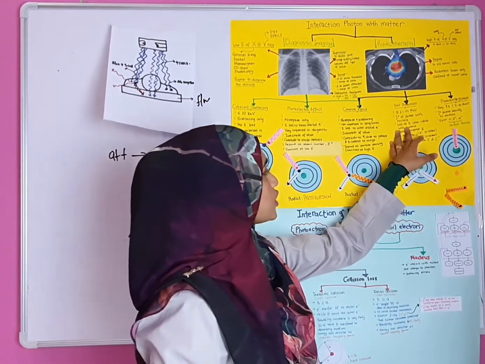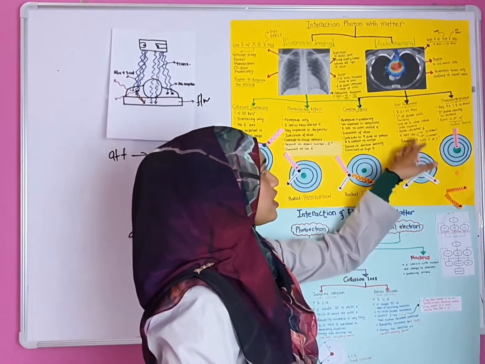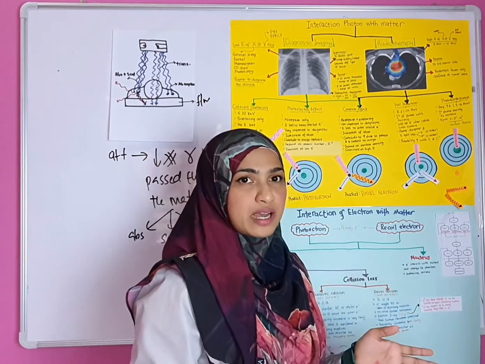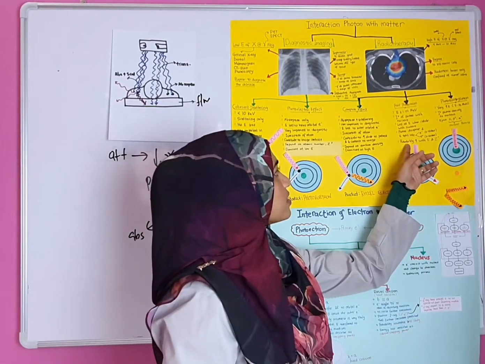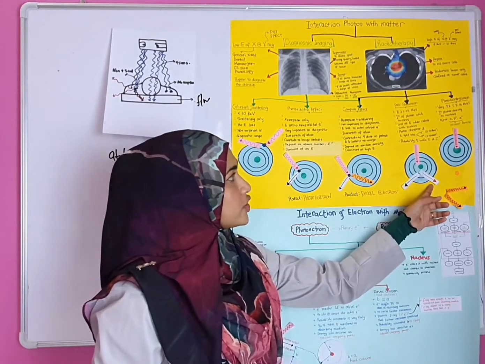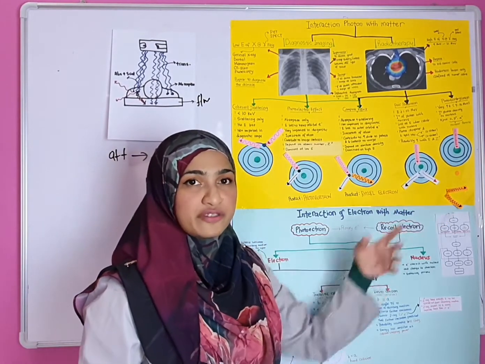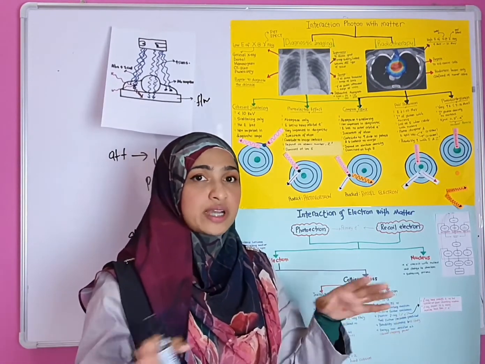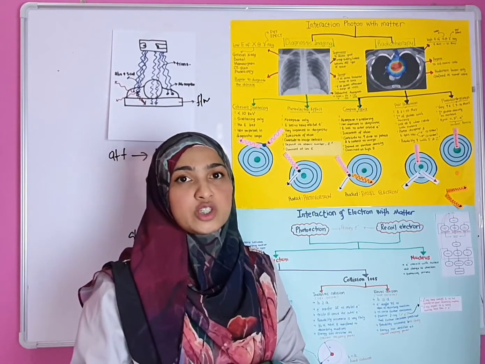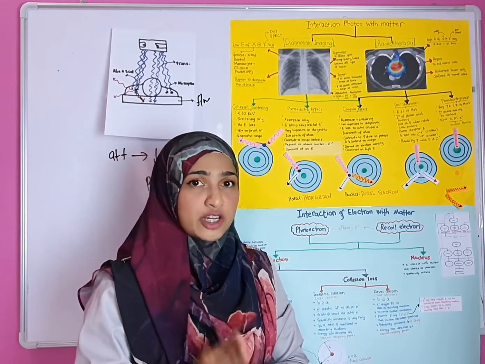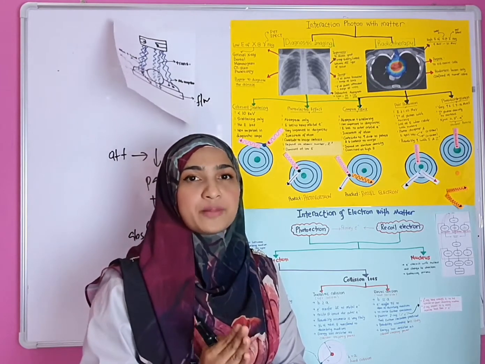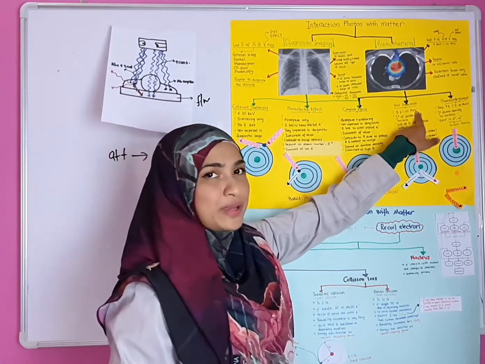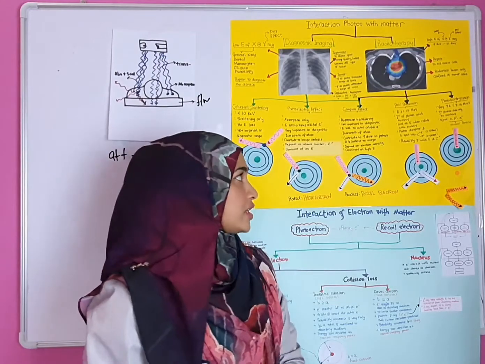So what happened in this interaction? The photon lost all of its energy when it collided with the nucleus to produce a beta and a positron. Each of these, the beta and the positron, has an energy of 0.511 MeV. So if we sum up the two, it becomes 1.02 MeV. That is why the threshold energy for this interaction to happen must be greater than 1.02 MeV. And this interaction can only happen in radiotherapy applications.